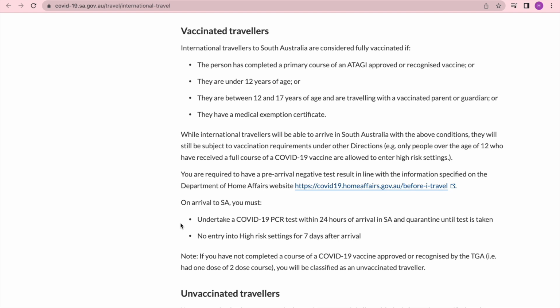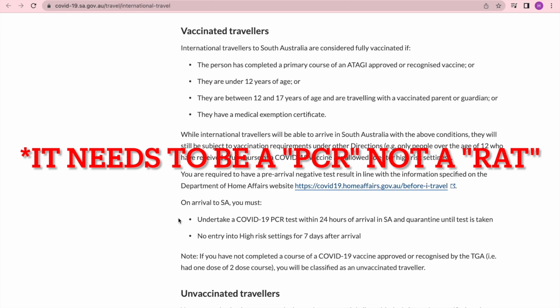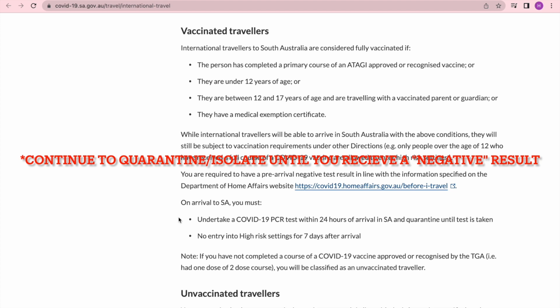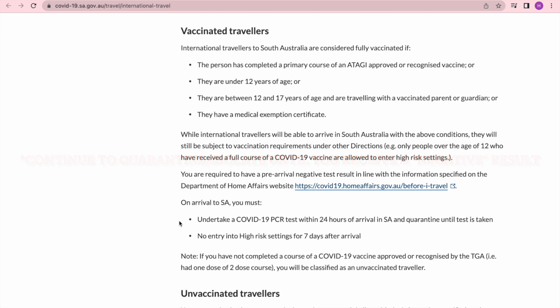Now, I did actually ring up the 1-800 COVID line for South Australia, and the person that I spoke to did confirm that, yep, all you need to do is take that PCR test. It needs to be a PCR test within your 24 hours of arrival in South Australia. And he said to me, if it's negative, then cool, you can just go about your day and do whatever you need to do. However, if you do test positive, then you do need to self-isolate for 7 days.